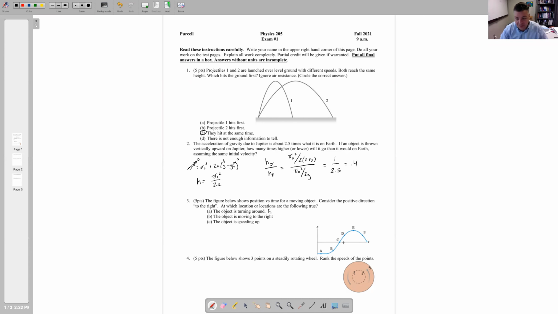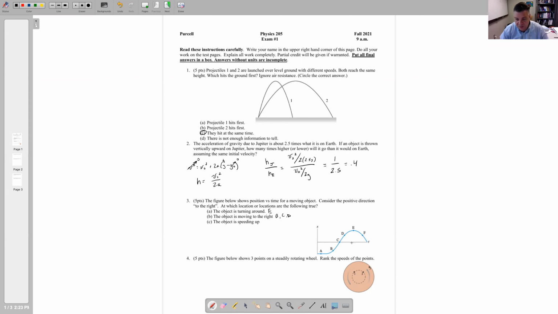Moving from left to right would mean a positive velocity, right? Moving to the right, we define the right as a positive direction. So it would be anywhere on this plot where I have a positive slope. So it would be B, C, and D. Here the slope is 0, here the slope is 0, here the slope's negative. So we're good.